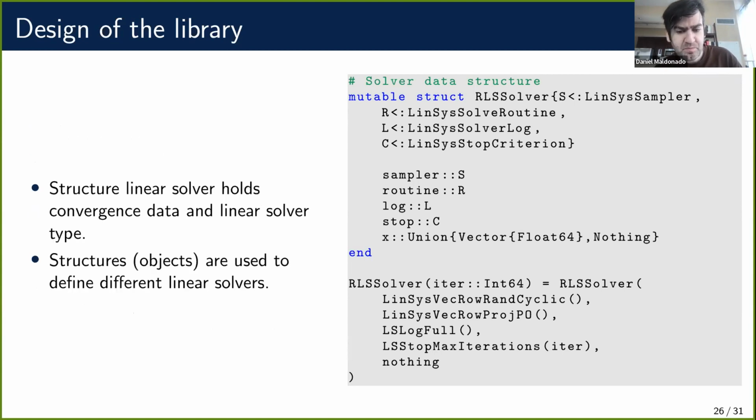Next slide, please. The idea is that the randomized linear solver holds convergence data and linear solver type, and then users can define new kernels for projection, cyclic sampling, and they can exchange them, play with them, and create new algorithms or test their implementation against other things. And then we leverage a common infrastructure. That means that we can do comparisons under equality of conditions.